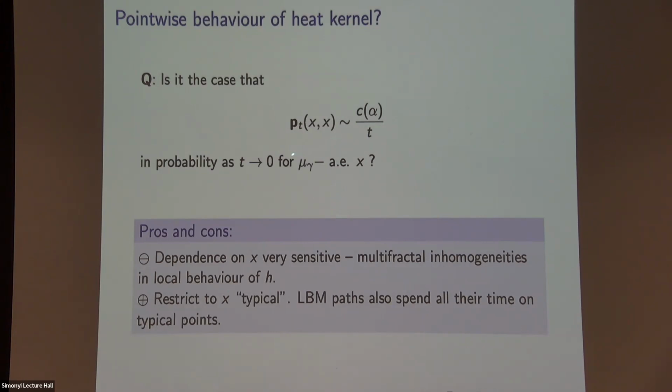Now you could ask yourself, is it actually the case that, pointwise, the heat kernel really behaves like this constant divided by t as t tends to 0, maybe for almost every x? Maybe pros and cons. On the negative side, the dependence on x is very sensitive. The Gaussian free field is not just discontinuous; it doesn't make sense to say that, but it's very inhomogeneous and has a very rich multifractal geometry. So you could think that doesn't look very likely. But on the other hand, I have restricted myself to typical points here, and the Liouville Brownian paths spend all their time in these typical points. So I'm not sure.